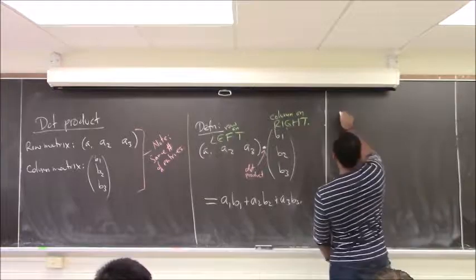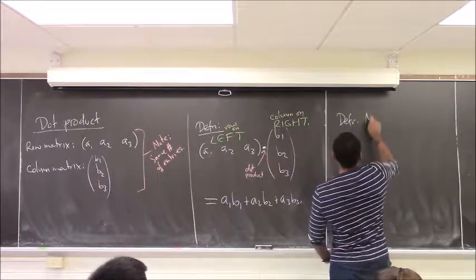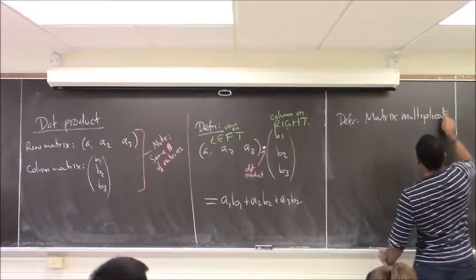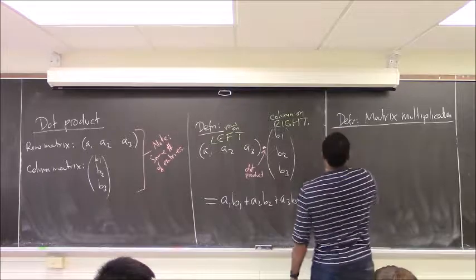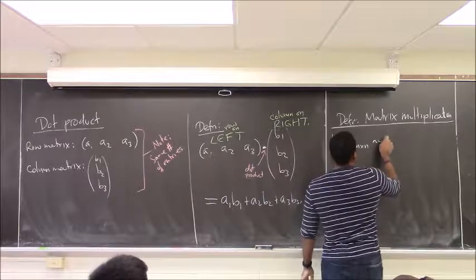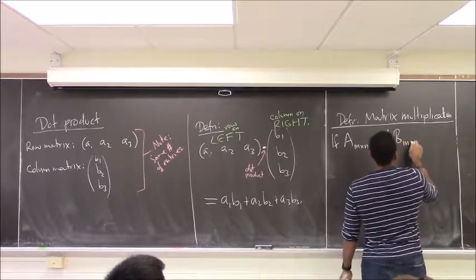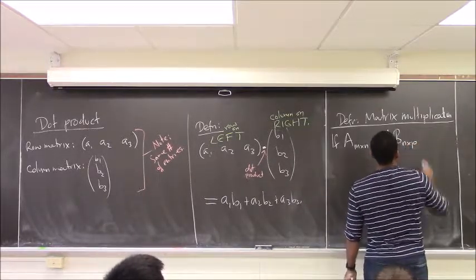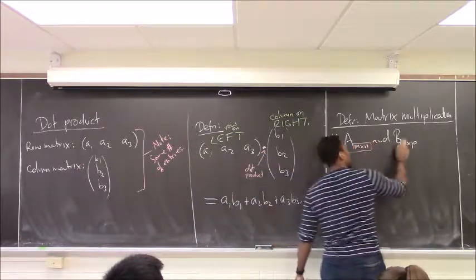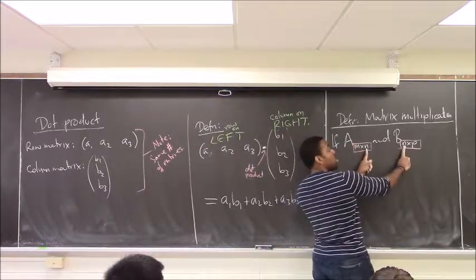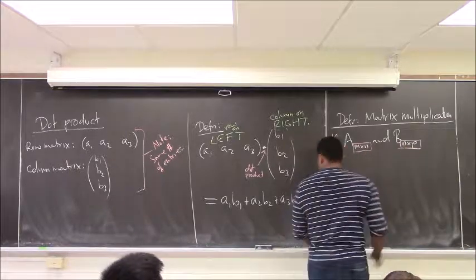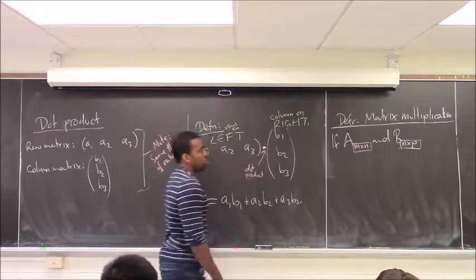And so now, here I can define matrix multiplication. If A is an m by n and B is an n by p, the sizes are important. I'd like you to pay attention to these numbers. Notice that, for example, the inner numbers are the same. That's actually an important thing to consider.